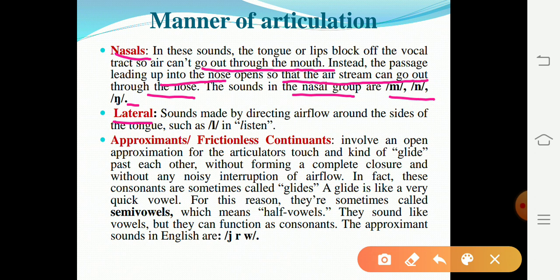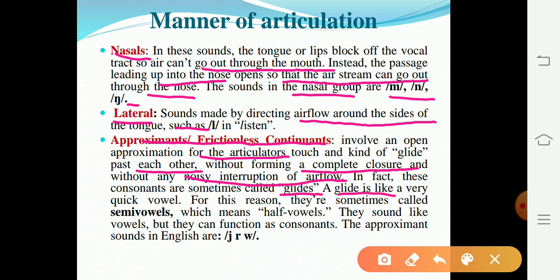Lateral. Sounds made by directing airflow around the sides of the tongue, such as l, as in the word listen. Approximants or frictionless continuants or semivowels involve an open approximation for the articulators, which touch and kind of glide past each other without forming a complete closure and without any noisy interruption of airflow. In fact, these consonants are sometimes called glides.